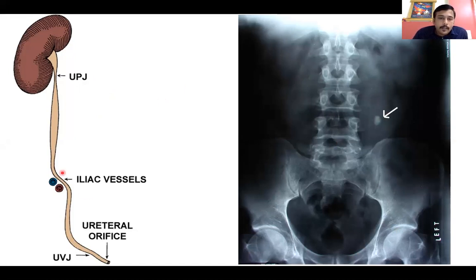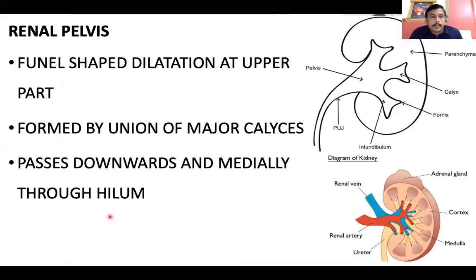Then coming to the renal pelvis, it is a funnel-shaped dilatation at the upper part. You can see this funnel shape in the representation picture here. It is formed by the union of major calyces, and the major calyces are formed by the union of minor calyces. In this picture you can see three major calyces, and all these three unite to form the renal pelvis. The renal pelvis will pass downwards as well as medially through the hilum, meaning towards the midline.